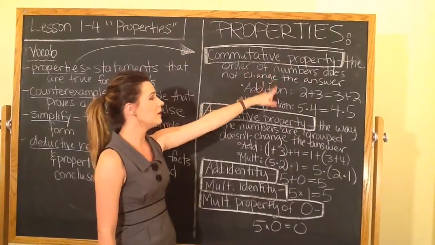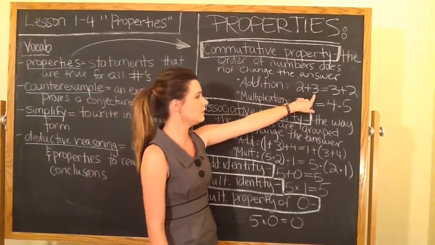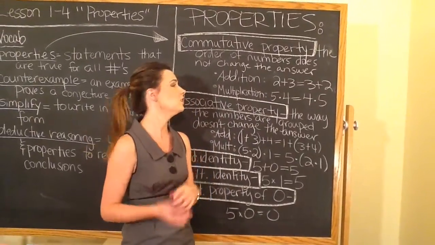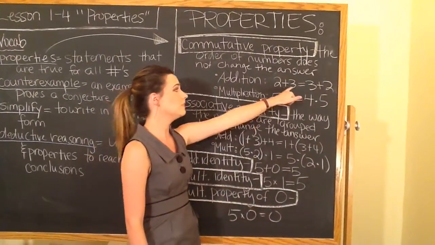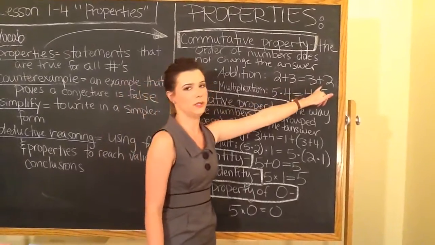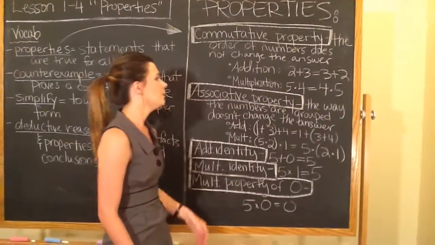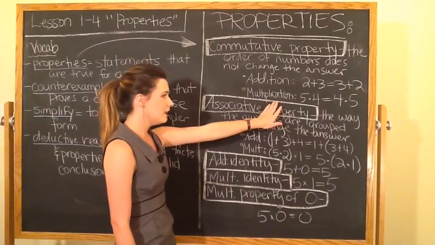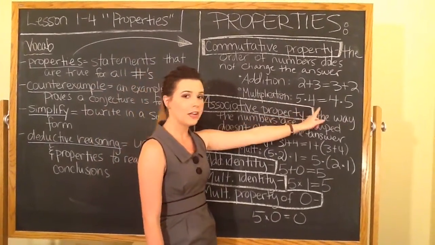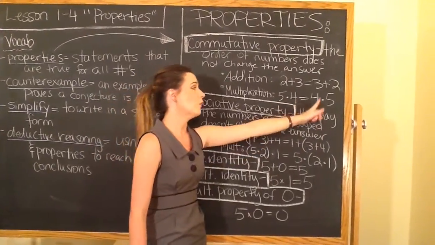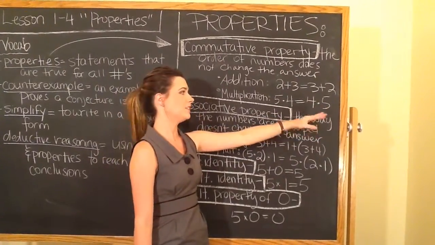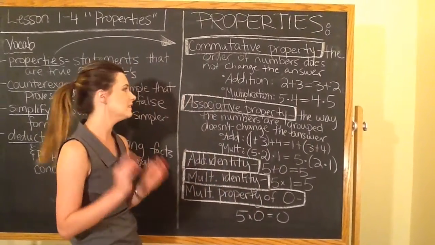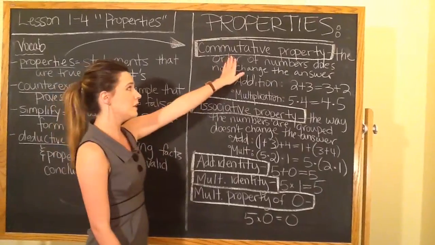For the commutative property of addition, we have 2 plus 3 equals 3 plus 2. It doesn't matter which order the numbers are in, you're going to get the same answer. 2 plus 3 equals 5, and 3 plus 2 equals 5. This also works for multiplication as well. If you do 5 times 4, you're going to get 20. And if you do 4 times 5, you're also going to get 20. So they're equal. It doesn't matter what order you put them in for addition and multiplication, you're going to get the same answer. That is the commutative property.